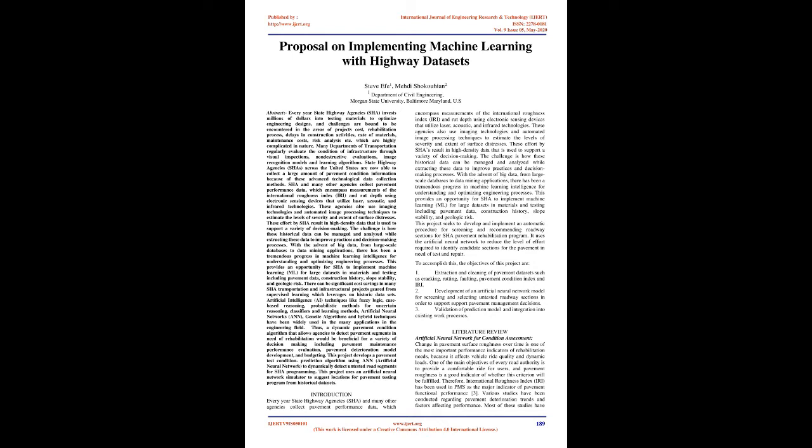The challenge is how these historical data can be managed and analyzed while extracting these data to improve practices and decision-making processes. With the advent of big data, from large-scale databases to data mining applications, there has been tremendous progress in machine learning intelligence for understanding and optimizing engineering processes. This provides an opportunity for SHAs to implement machine learning, ML, for large datasets in materials and testing, including pavement data, construction history, slope stability, and geologic risk.